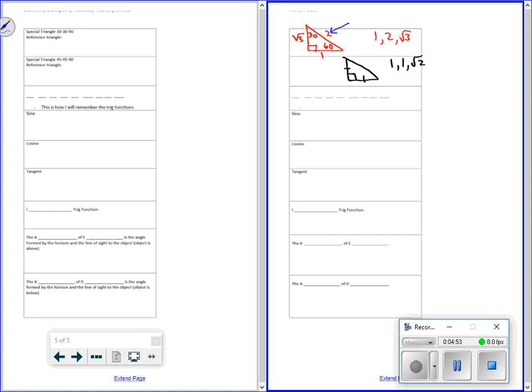For the special triangle 45, 45, 90, the sides are 1, 1, and square root of 2.